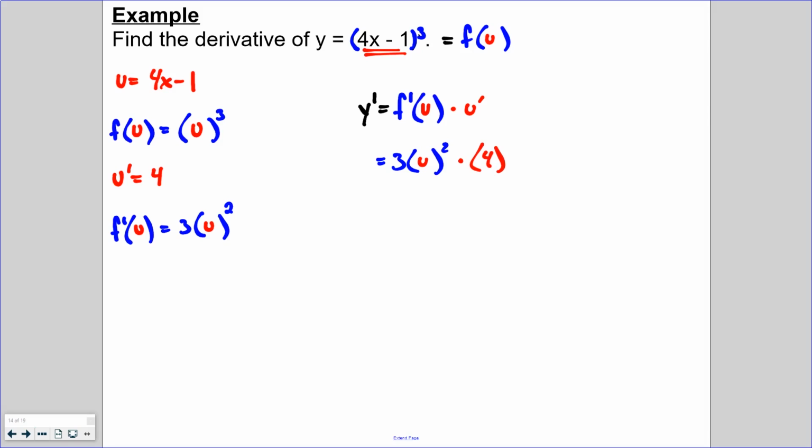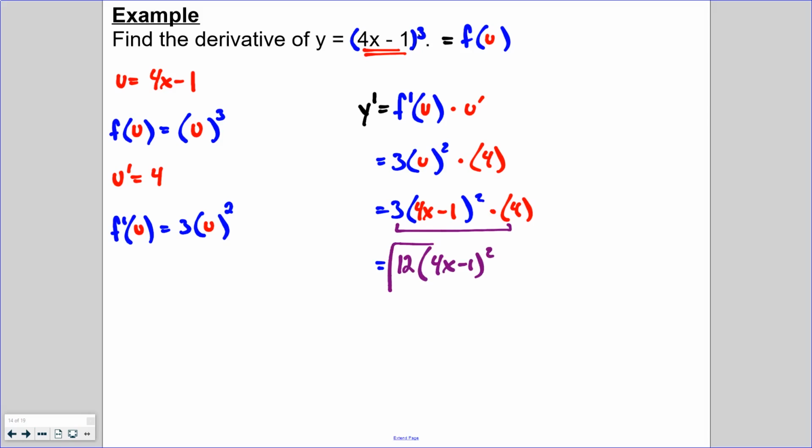Now there's one more substitution we have to make. We have to get rid of the u. And we know that we said u is going to be 4x minus 1. So we'll substitute the 4x minus 1 back in. We'll still multiply by 4. And then the final piece we need to take care of here is we do need to simplify. All we can really do to simplify here is multiply the 3 by the 4 to get 12 times the quantity 4x minus 1 squared. And there we go, our first derivative with the chain rule.